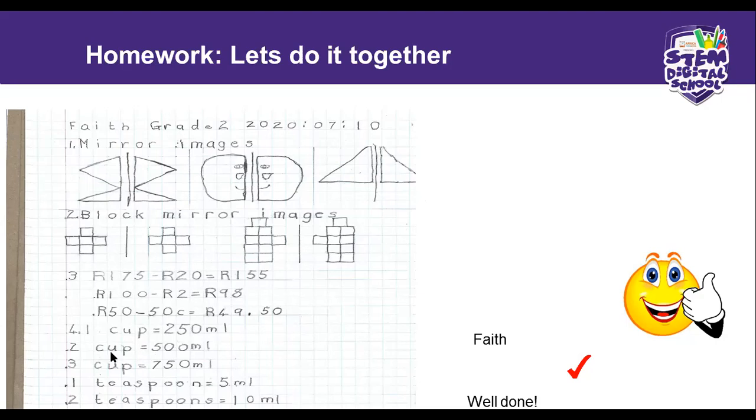And then 2 cups gives us 500 milliliters. And then 3 cups, it's 750 milliliters. And then 1 teaspoon is 5 milliliters, and 2 teaspoons is 10 milliliters.